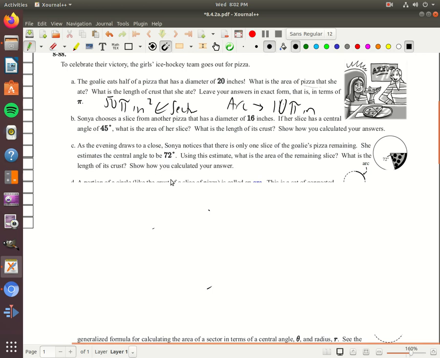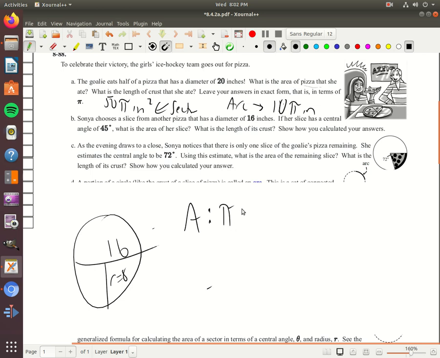Lucky me. All right. So now Sonia chooses a slice of pizza from another pizza. Again, we have a diameter of 16, so we have a radius of 8 because it's half. Her slice has a central angle of 45 degrees. What's the area of her slice? Well, the area of her slice is going to be, again, pi r squared. But this time, we're going to multiply it by 45 out of 360 because we know what we have there.